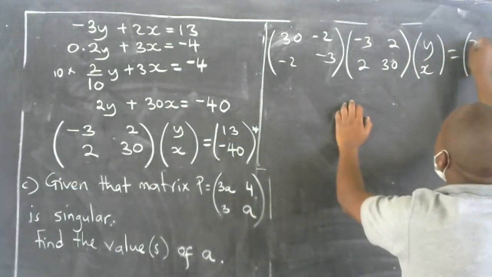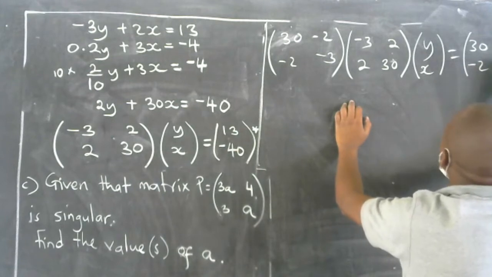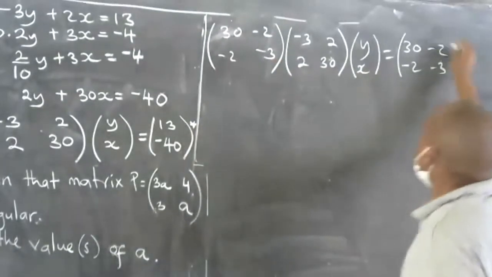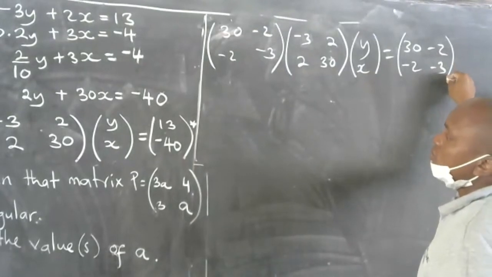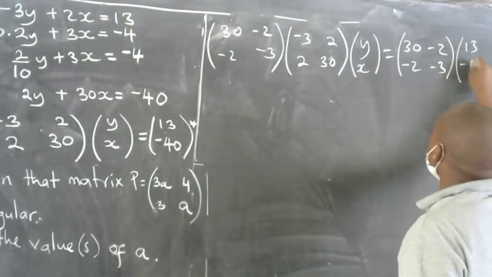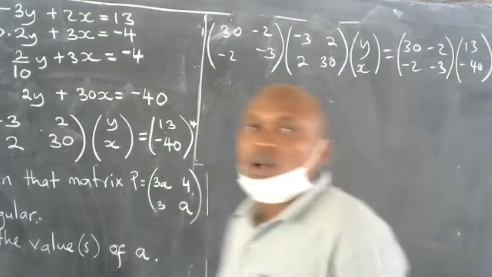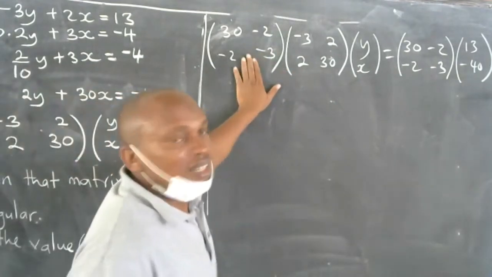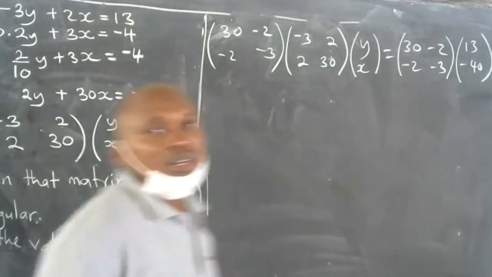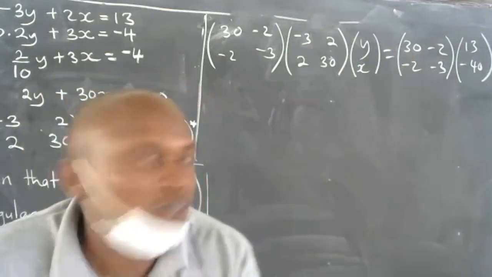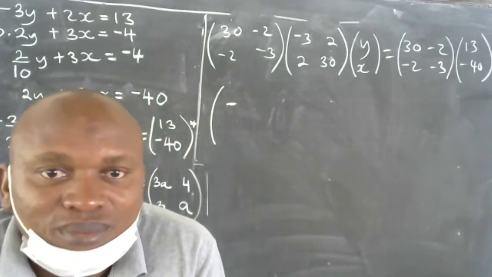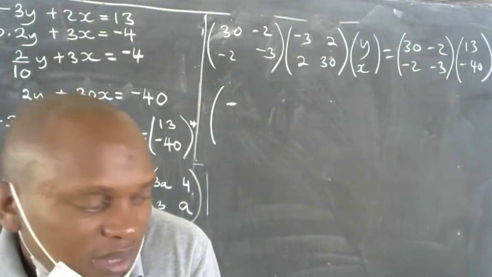Now you write the adjoint first. So you rewrite that equation, but you make it the adjoint first. Adjoint comes first, then the equation. And how do you now multiply? Those who have multiplied, what was your first entry here? What figure did you have?